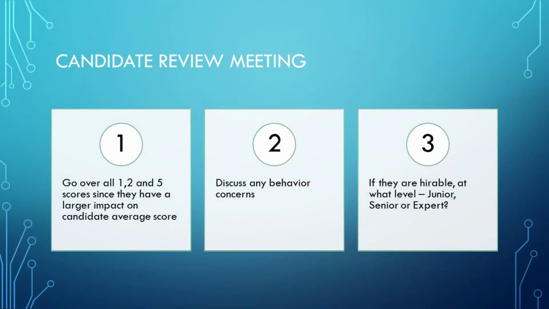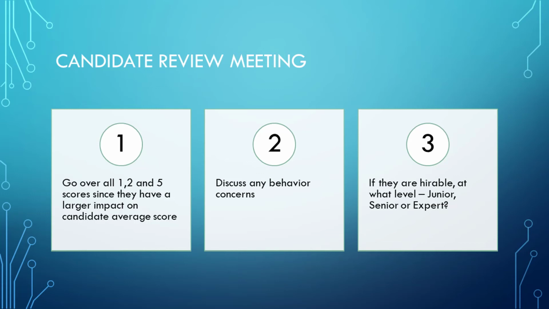During the committee meeting, you want to ask the following questions. 1. If candidate received 1, 2, or 5 on a subject, ask the person who gave it to explain why. You always want to discuss the extreme ends of your scores since they have such a large impact on the candidate's average score. Second, has the candidate done anything during the interview that is of concern regardless of their scores?